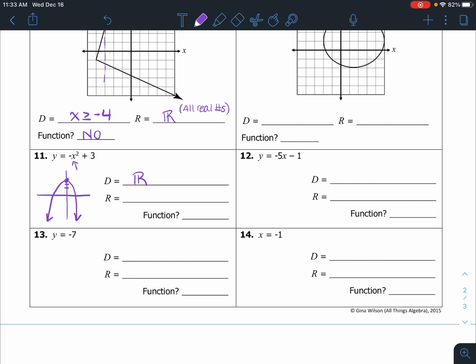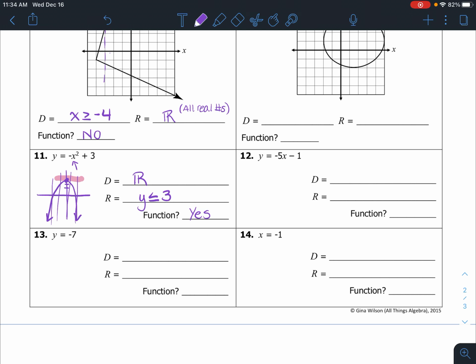Okay. The range, my graph doesn't go any higher than this point here, which is a +3. So that means that my y values have to be less than or equal to 3. Is this a function? Well, if I do a vertical line test, it goes through only once. So yes, this is a function.